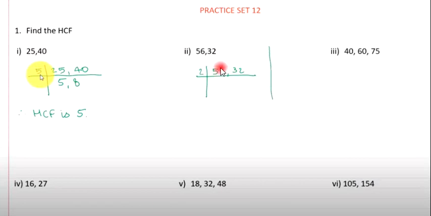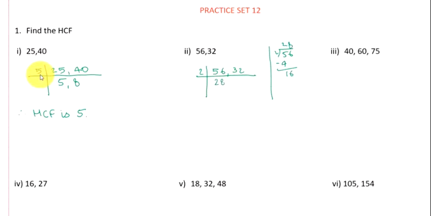Both are even numbers, so you can say that 2 is the number which we can divide 56 and 32 by. 2 when you divide 56, you have 2 2s are 4, remainder 16. 2 8s are 16, 28. 2 28s are 56 and 2 16s are 32. Again, you have to factorize it yet further.